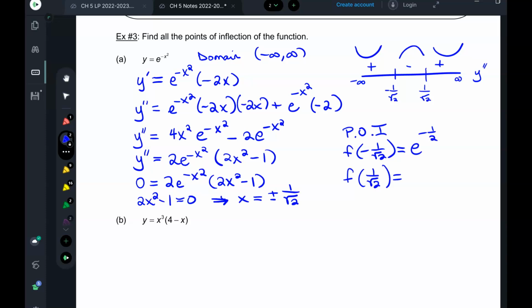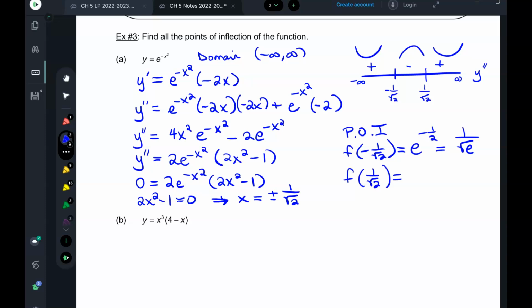Or, if you really want, you could do 1 over root e. I don't care. It's fine if there's a negative exponent. I usually like you to make it positive, but I'm just trying to save some time. And then what happens if I plug in positive 1 over root 2? Then it's just e to the negative 1/2. Well, it's still negative, right? Isn't it the same thing? You plug it back in, it's like the original.